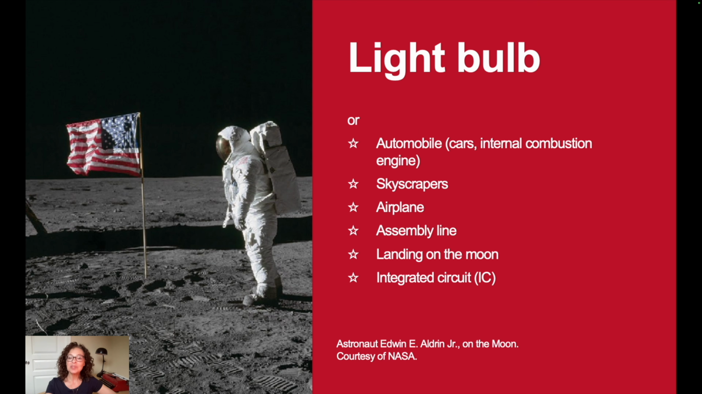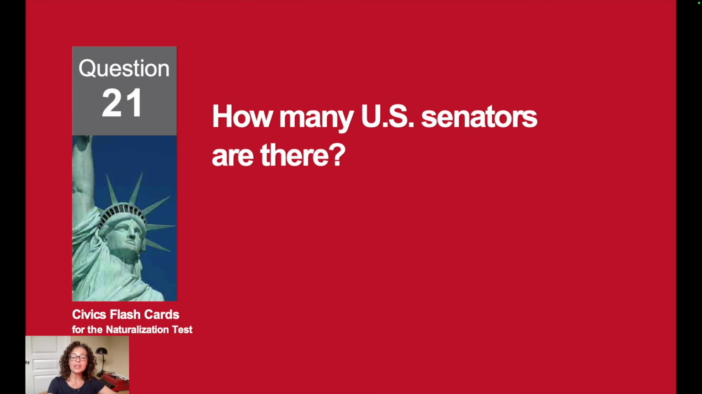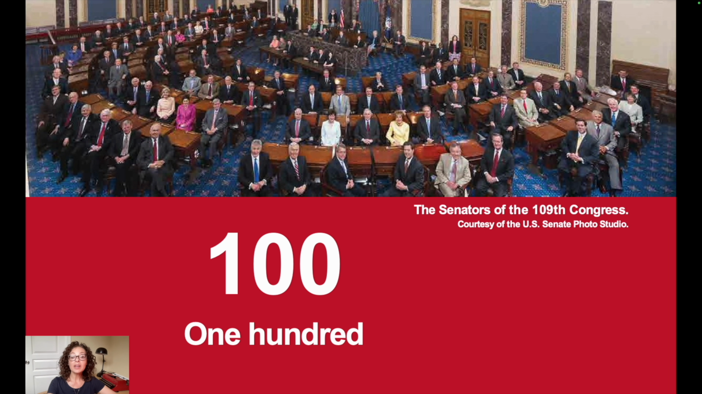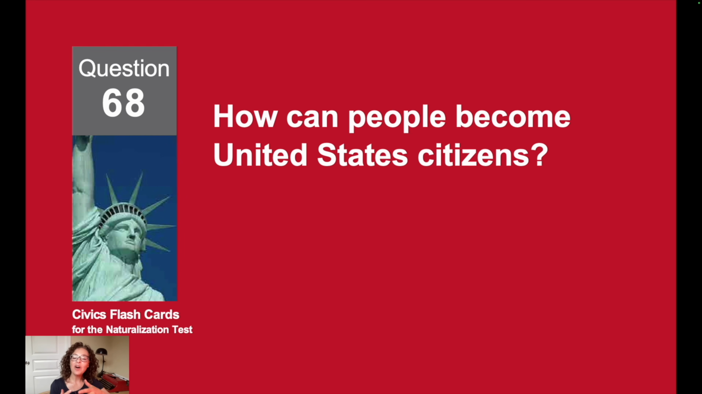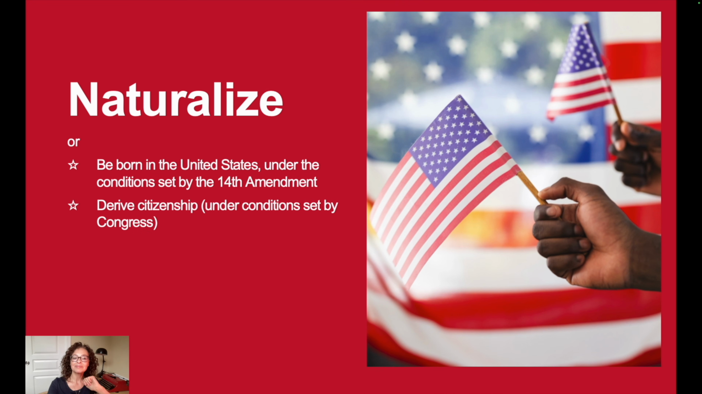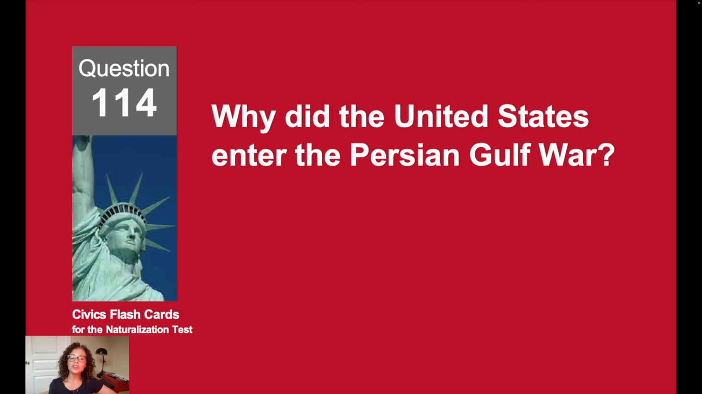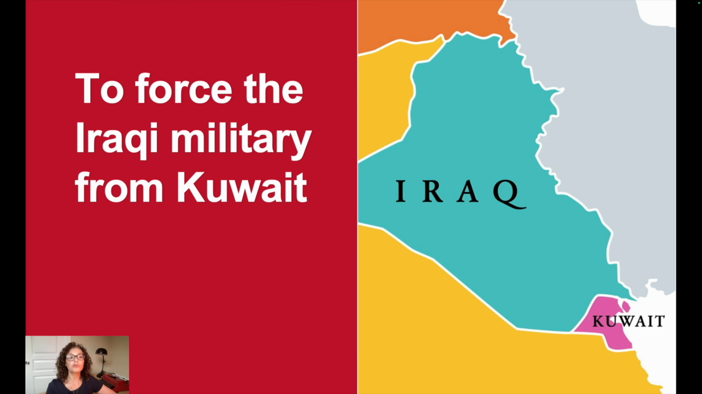The light bulb. How many U.S. senators are there? 100. How can people become U.S. citizens? To naturalize. Why did the United States enter the Persian Gulf War? To force the Iraqi military from Kuwait.